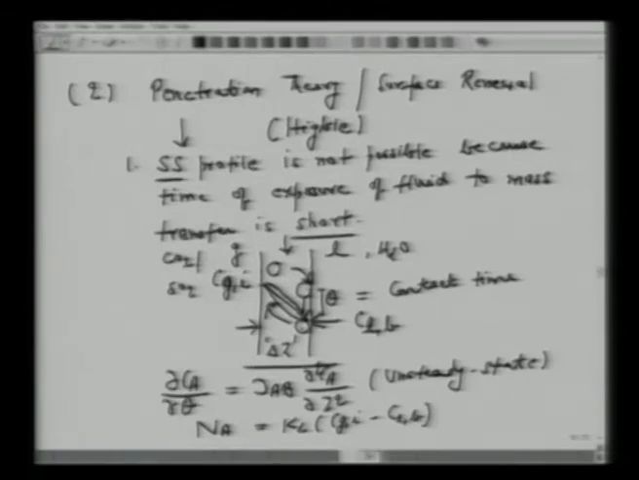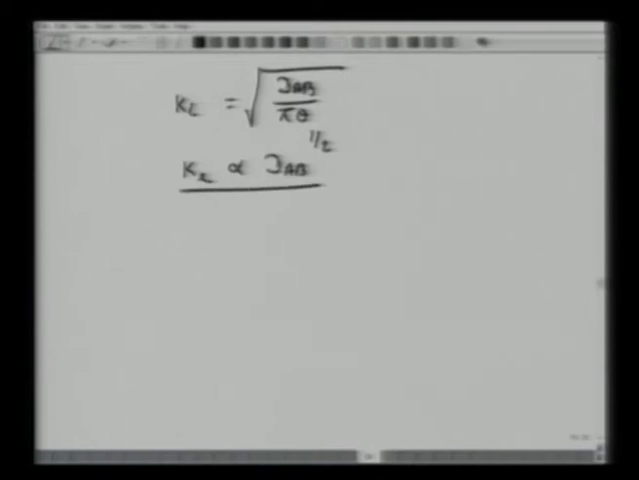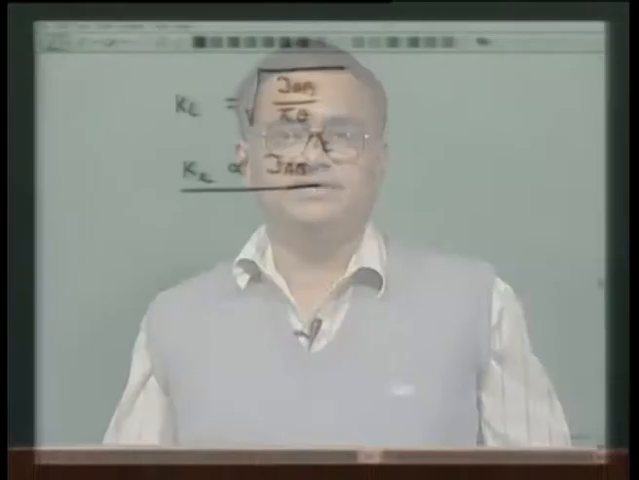All right, but one can show that this kL turns out to be the square root of DAB over pi theta. So what we obtain here is that the mass transfer coefficient is actually proportional to the square root of the diffusion coefficient. So there is a fundamental difference between the penetration theory and film theory. In the film theory, we saw that mass transfer coefficient is proportional to diffusivity. Here we are obtaining a relation where it says that mass transfer coefficient is proportional to the square root of diffusivity.